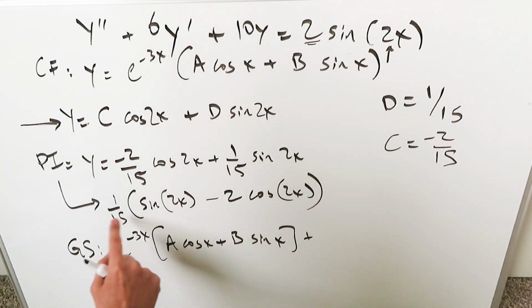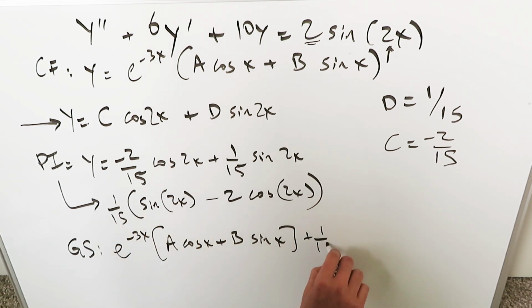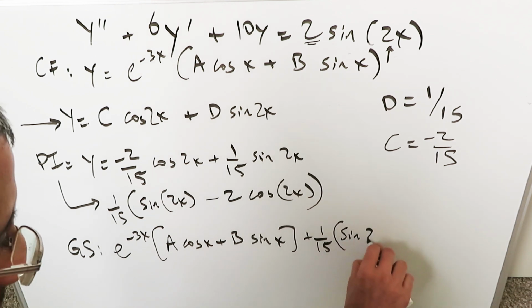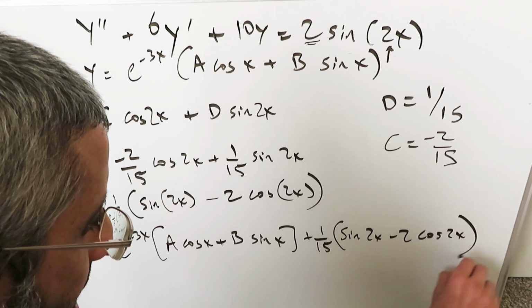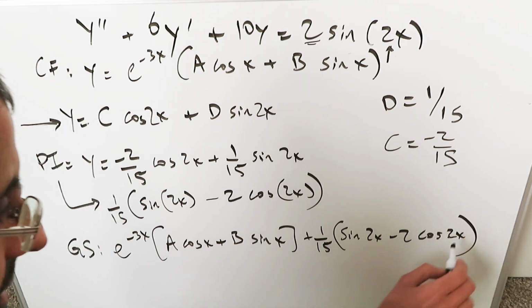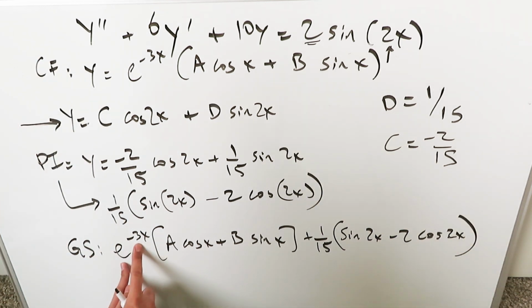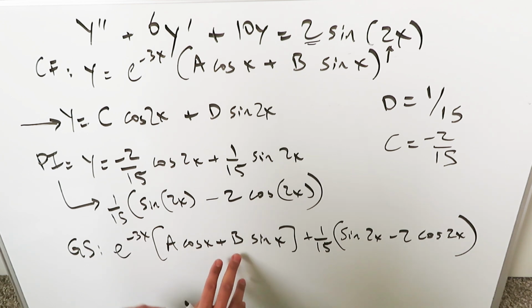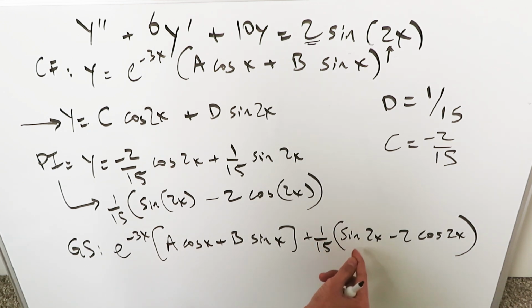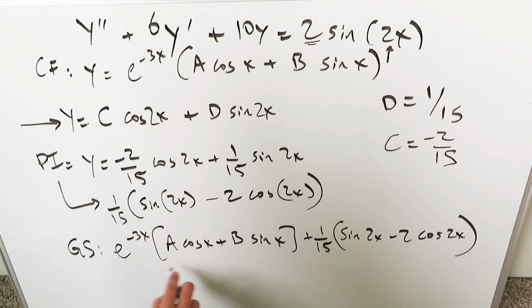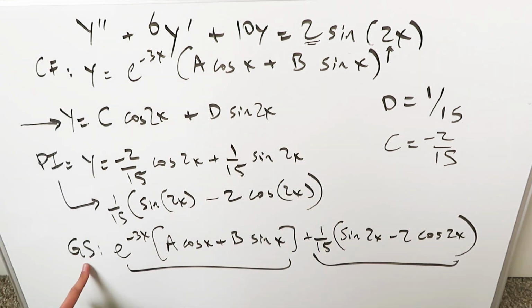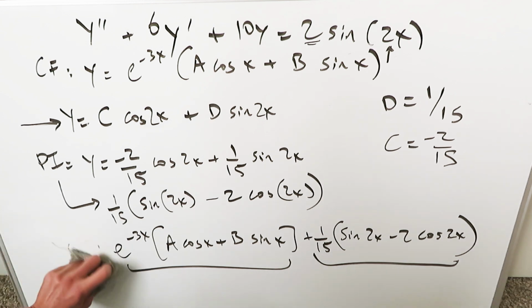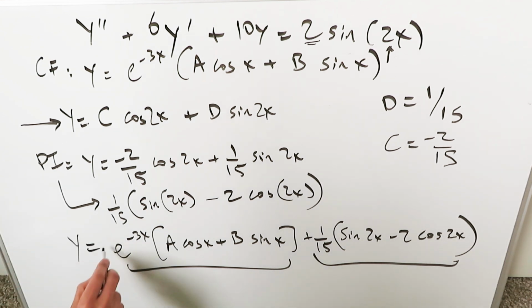plus your particular integral 1 over 15, and then you'll just write this out and you'll be done. You have a sine 2x minus 2 cosine 2x, and here is our solution, and it should be right. E exponent minus 3x parentheses A cosine x plus B sine x plus 1 over 15 sine 2x minus 2 cosine 2x, my complementary function, my particular integral, all of it equaling your general solution, which you know you can say y is equal to all of that, and we are done.